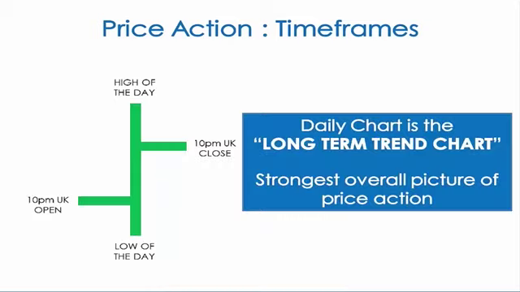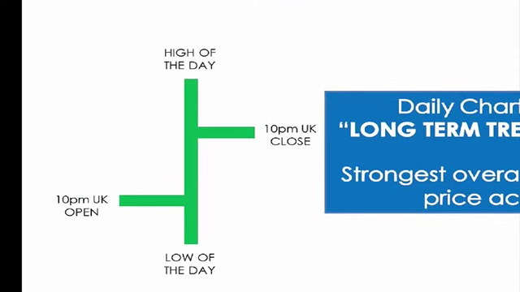Now, if we start to break down the individual bars and understand what's really going on, of course, we've learned about these OHLC bars, but we also need to understand when they open, when they close, and a bit more about them. So the daily chart's what we call the long-term trend chart, and it gives us the strongest overall picture of price action. And you'll see here it actually says it's the 10 p.m. UK open and 10 p.m. UK close.